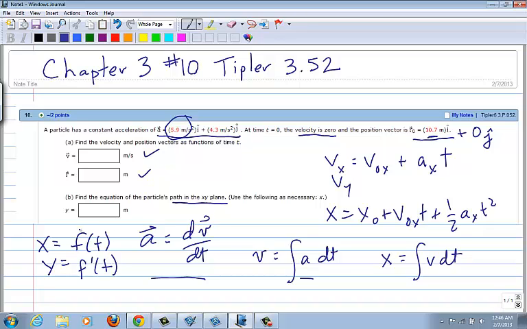What you have to do is solve one of these for time, substitute it into the other one. I would solve the x equation for time, or time squared, whichever is easier. Substitute that into your y equation, then that way you have an equation of y in terms of x. That'll give you then the path in the xy plane.